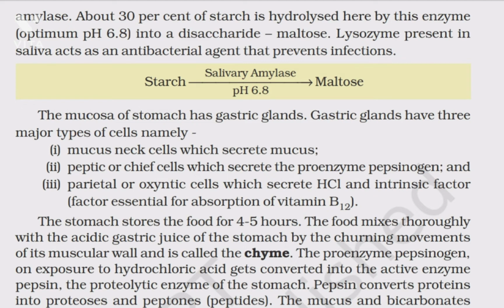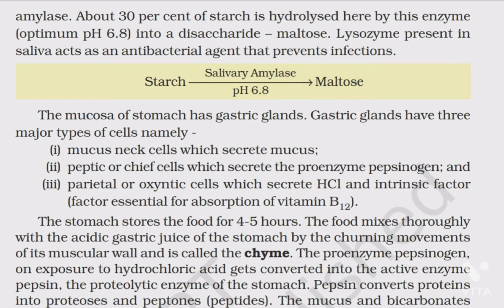The mucosa of the stomach has gastric glands. Gastric glands have three major types of cells, namely: first, mucus neck cells, which secrete mucus; second, peptic or chief cells, which secrete the proenzyme pepsinogen; and third, parietal or oxyntic cells, which secrete HCl and intrinsic factor, essential for absorption of vitamin B12. The stomach stores the food for 4 to 5 hours.